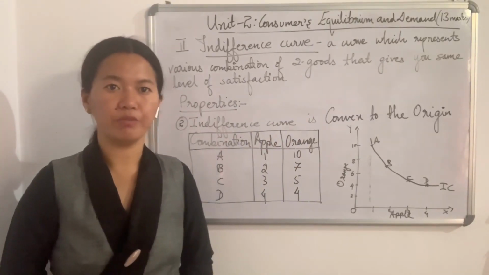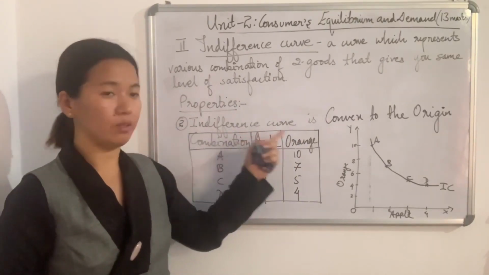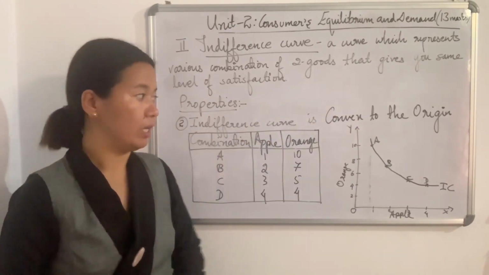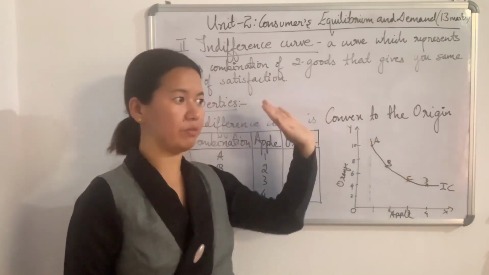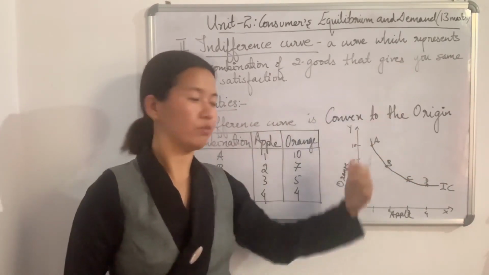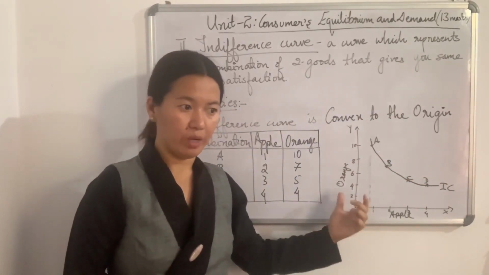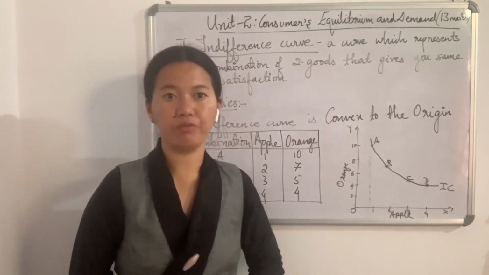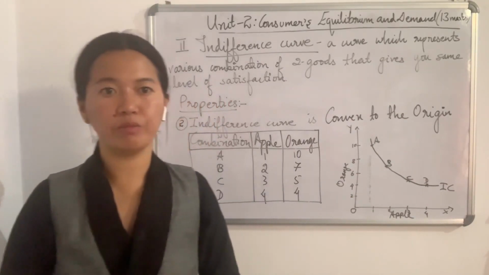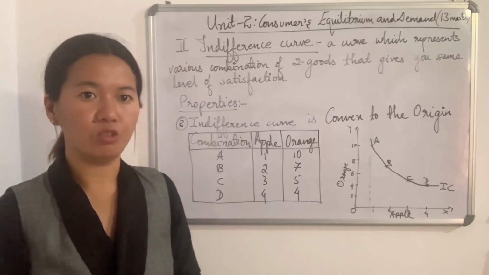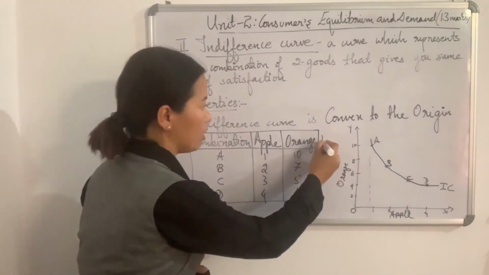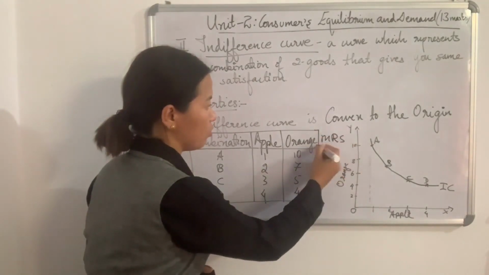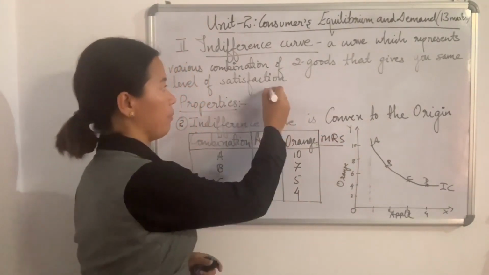The second property of indifference curve is that it is convex to the origin. It means that the indifference curve bulges toward the opposite side from the origin. Why is that? It is because of the diminishing marginal rate of substitution. So now we are going to learn the meaning of MRS, marginal rate of substitution. So what is MRS?